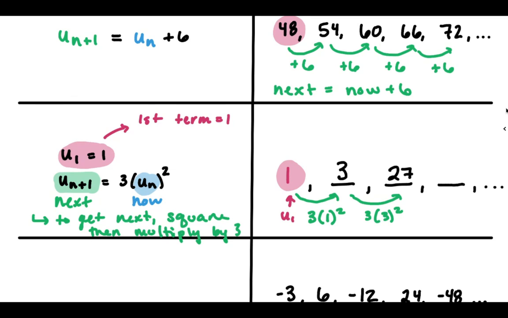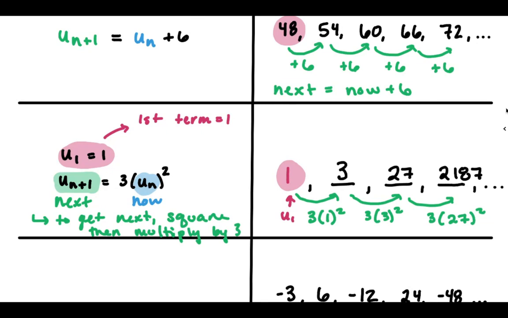Okay, let's do it one more time. So we're going to do the same thing, but with 27. So we're going to do 3 times 27 squared. 27 squared is what? I need a calculator. 27 times 27, 729. Then we need to multiply that by 3. We get 2,187. Okay, so there's our sequence.